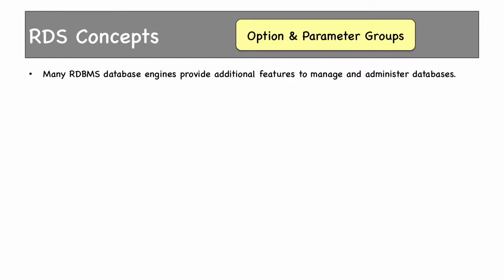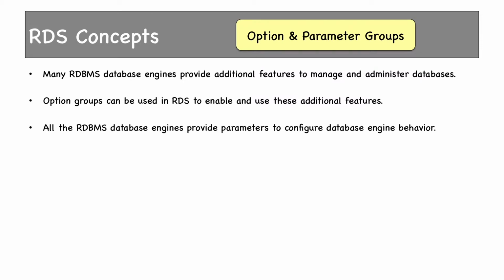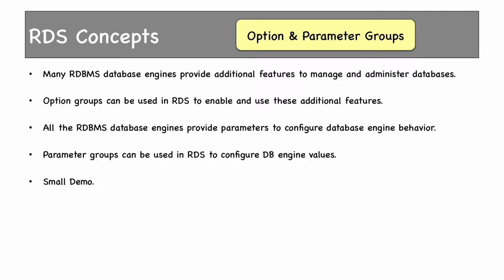Many RDBMS database engines provide additional features to manage and administer databases. Option groups can be used in RDS to enable and use these additional features. All database engines provide parameters to configure database engine behavior. By engine behavior, I mean performance tuning, storage engine changes, etc. Parameter groups can be used to configure this different database engine behavior. Let's see a very small demo on how to see and modify these parameters.